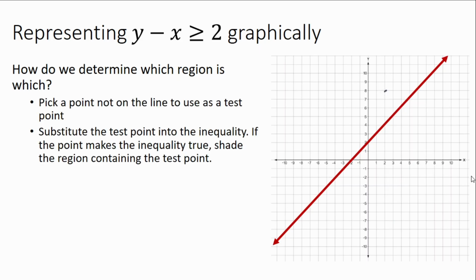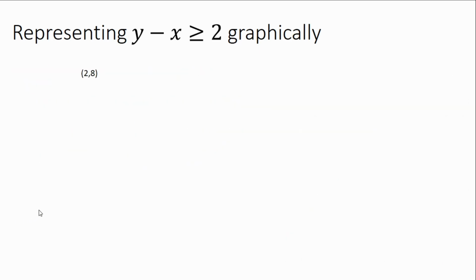Once you've picked the test point, you now need to substitute that into the inequality y minus x is greater than or equal to 2. If the point makes the inequality true, that's the region we're after, and you're going to shade the region containing the test point. If it's not, you're going to shade the other part. So let's have a go at doing that here with 2, 8, once again remembering to substitute it into y minus x. Remember, the x value always comes first, and then the y.